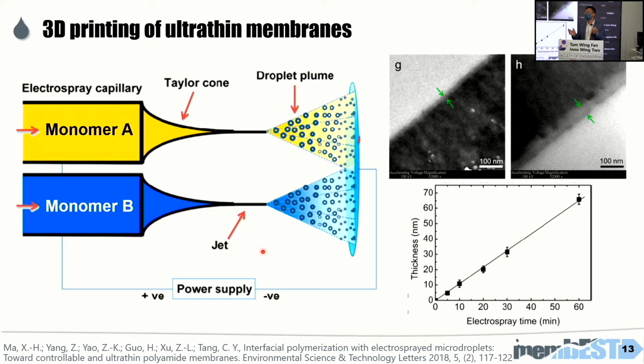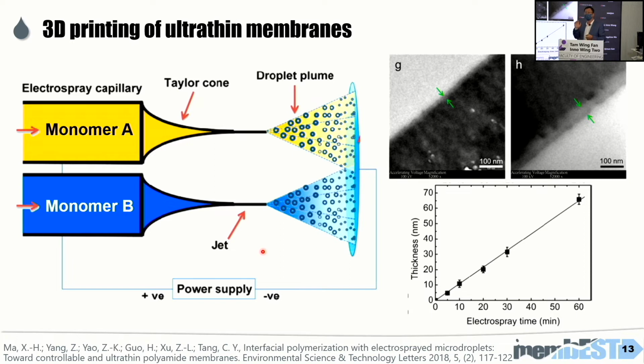Now, another thing we are trying is a 3D printing idea. Normally when you talk about 3D printing, the resolution is kind of limited. We are talking about micrometer resolution. But when we want to build these kinds of layers, even for commercial membranes, the thickness can already go down to 100 nanometers.